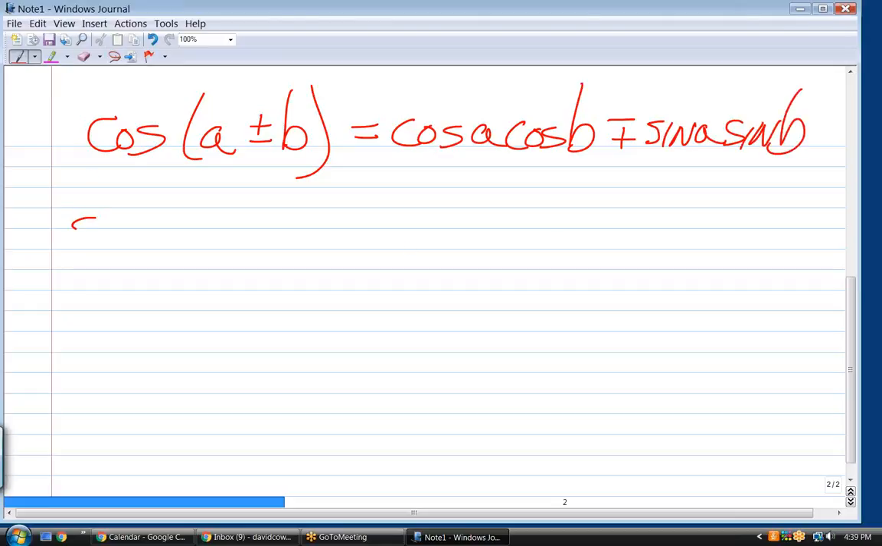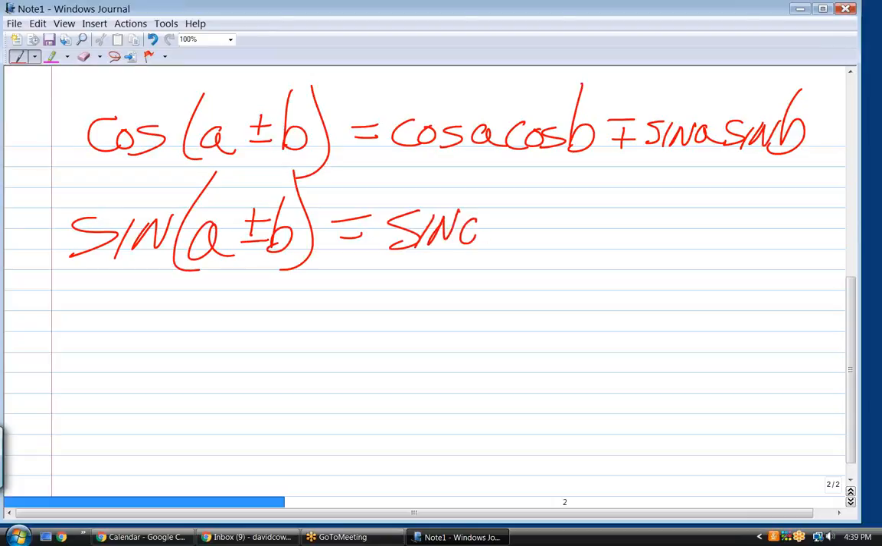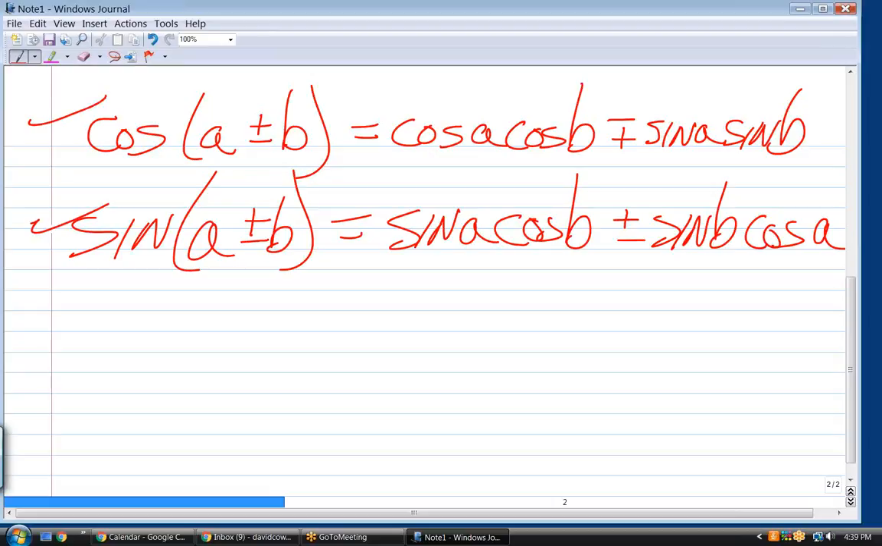And what about the sine sum and difference? It keeps the sign, so it would be sine A, cosine B, plus or minus, sine B, and cosine A. You got it. Those are the two biggies to memorize.